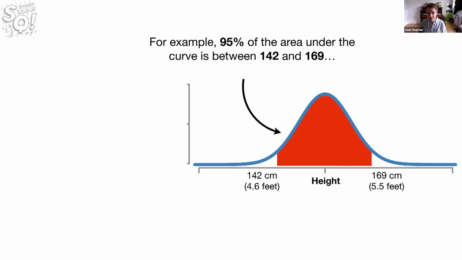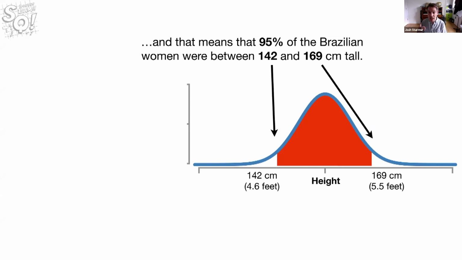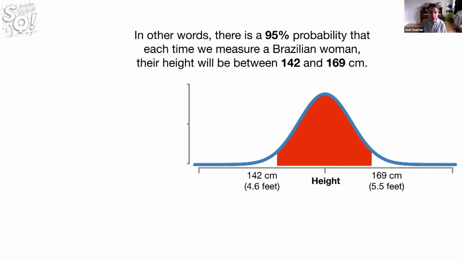For example, 95% of the area under the curve is between 142 and 169. And that means that 95% of the Brazilian women were between 142 and 169 centimeters tall. In other words, there's a 95% probability that each time we measure a Brazilian woman, their height will be between 142 and 169 centimeters.